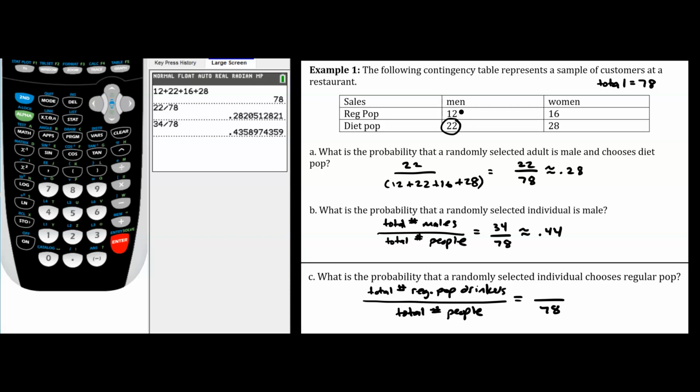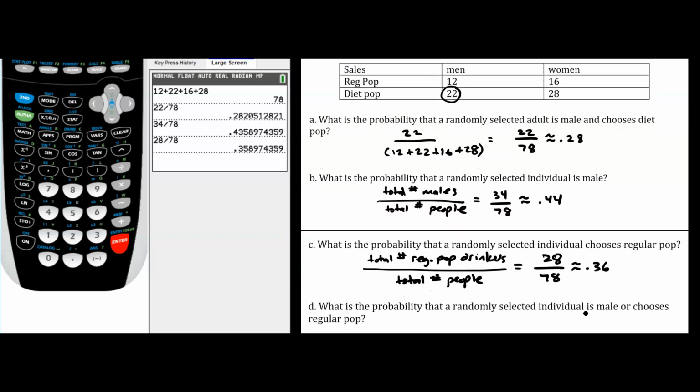That denominator is going to be 78, but to get our numerator, let's go to our regular pop drinkers. We can see that we have 12 male regular pop drinkers, and then we have 16 women regular pop drinkers, for a grand total, if you add across here, of 28 regular pop drinkers. If we do 28 divided by 78, we end up getting about 36%. So approximately 36%.